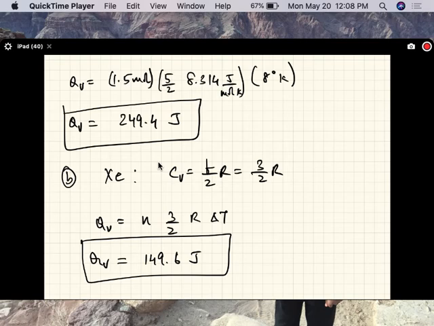So the more complex the molecule, the more energy you need to warm it up. That's what you're learning.